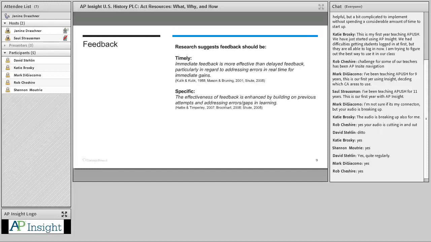So the 3 keys to feedback being useful are that it is timely. In other words, not a day or several days later, but right there at that moment, and Insight provides that feedback. If you've done assessments, you know already, it provides that feedback directly to the students upon completion of an assessment.